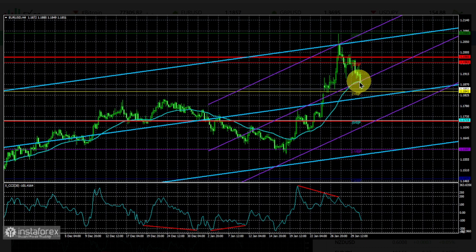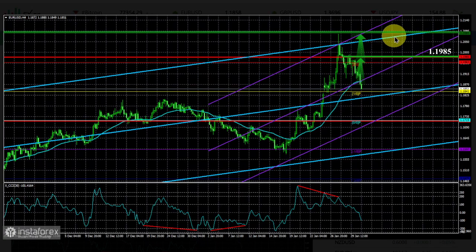Above the moving average, long positions remain the preferred scenario, with upside targets at 1.1985 and 1.2085.